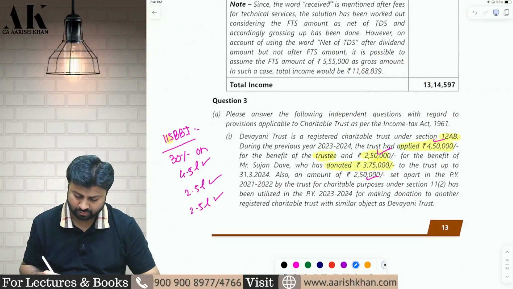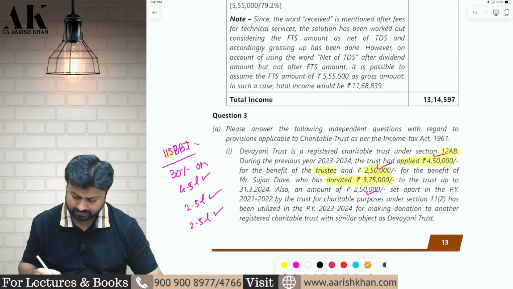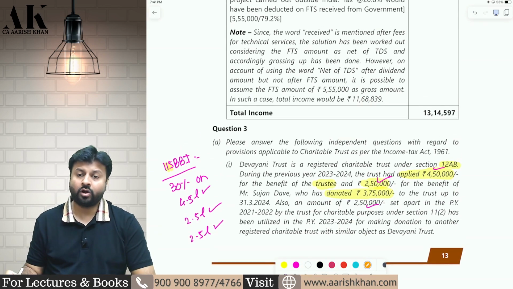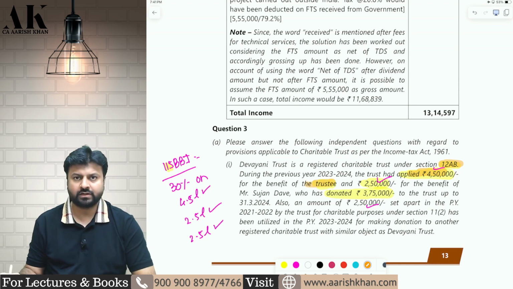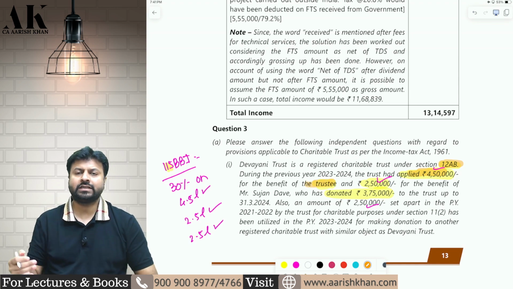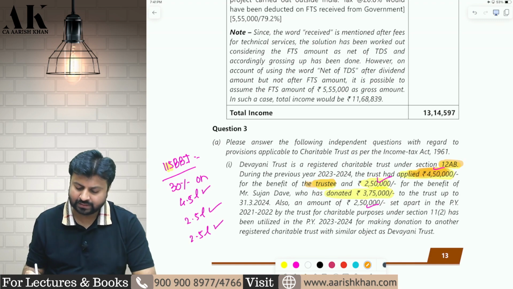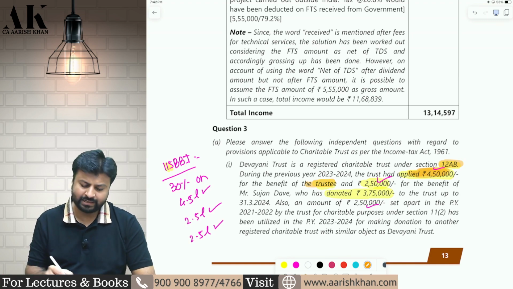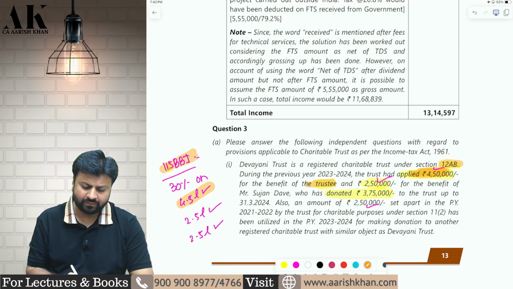Now, coming to the next question, which is on what? Which is on taxation of trust. Now, this trust is doing some wrong activity. First of all, the trust is a charitable trust under 12AB. It has applied 4,50,000 rupees for the benefit of the trustee. So we need to compute how much income is taxable under 115BBI as specified income, which is chargeable at 30% tax. Therefore, if a trust applies money on a trustee, is it covered under 115BBI? Yes, it is covered. So on 4.5 lakhs, the trust has to pay 30% tax under 115BBI.